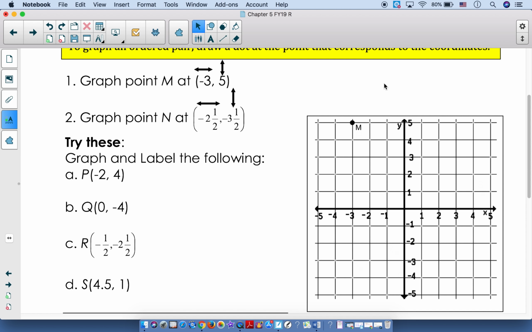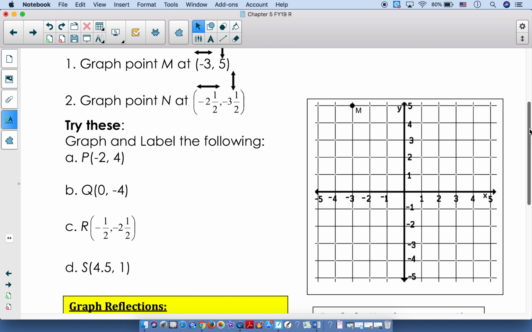Number 2 says graph N at -2.5, -3.5. This one's a little different, and I want you to pay very close attention to this one. -2.5 is between -2 and -3. And -3.5 is in between -3 and -4. You'll notice that this ordered pair is in the middle of the box. That is because both of those points, or both of those x's and y's, have a half. So because they're both fractions, it ends up in the middle.